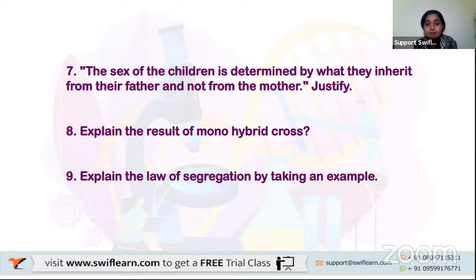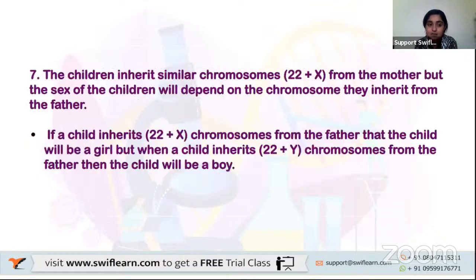Explain the result of a monohybrid cross. What exactly is a monohybrid cross? It is a genetic mix between two individuals who have homogeneous genotypes, or genotypes that have completely dominant or completely recessive alleles, which result in opposite phenotypes for a certain genetic trait. Right? What is phenotype? Phenotype is your physical appearance. Explain the law of segregation by taking an example. We'll read it and let's do it together.